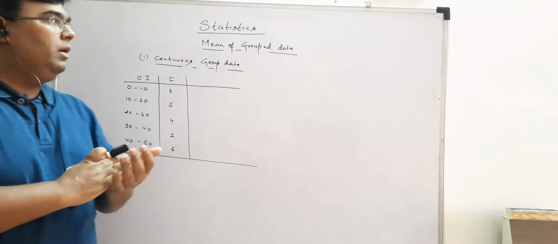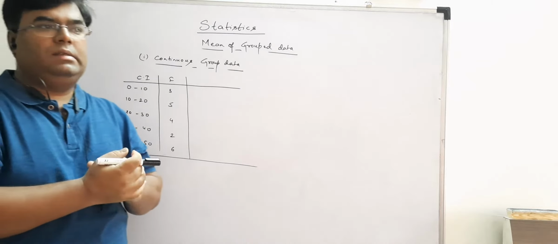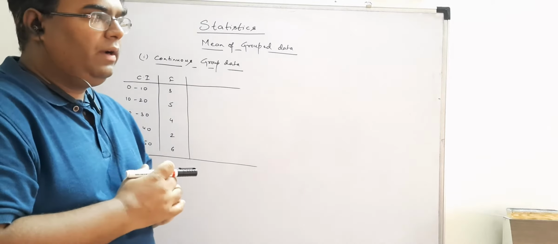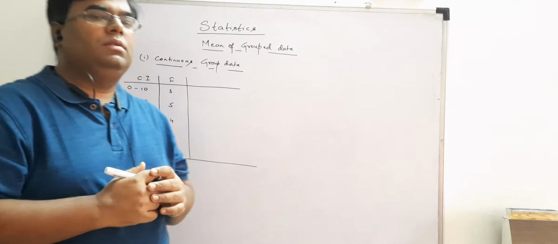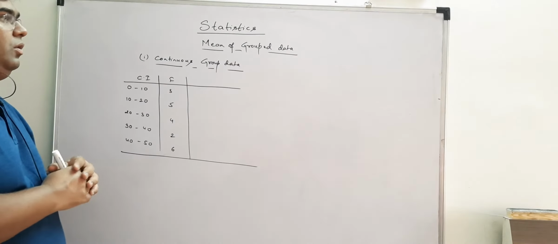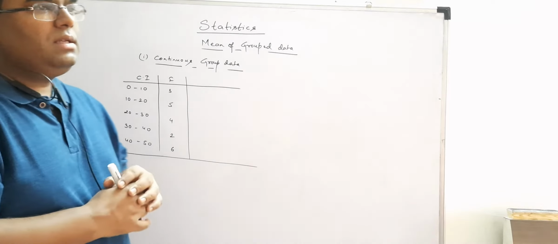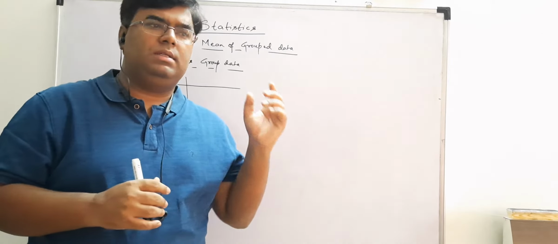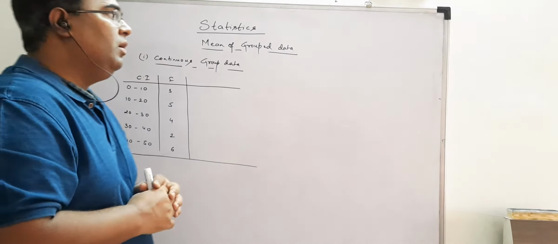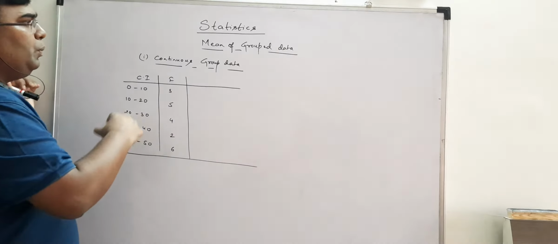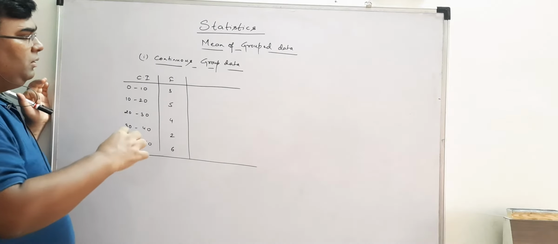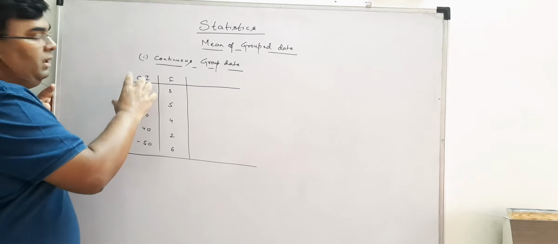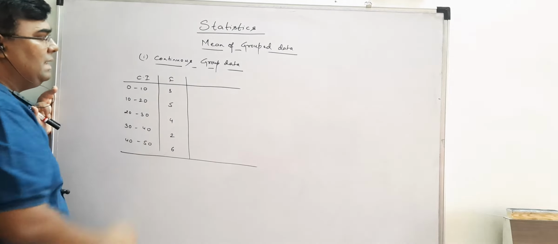Right. So, in the first part of statistics, we learned how to find the mean of some numbers. Now, those numbers were basically called ungrouped data, meaning a single number was there. Now, when you have grouped data, you will find some data in intervals, that is, class intervals.